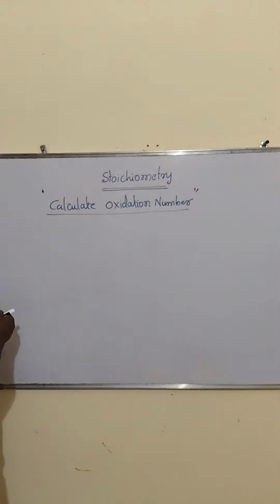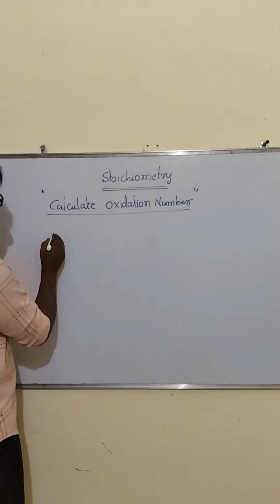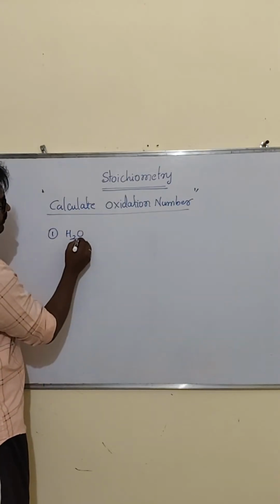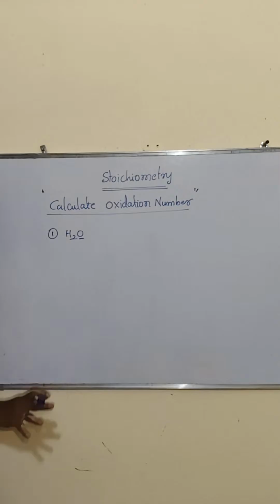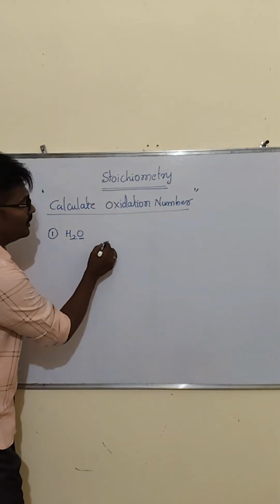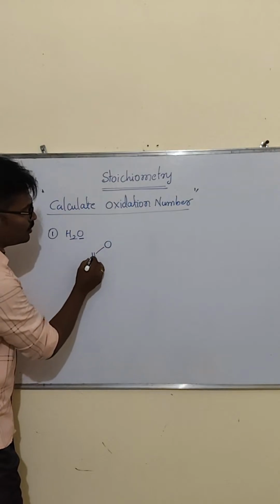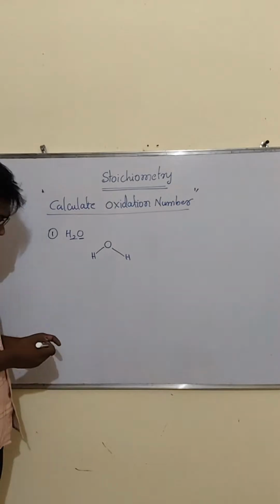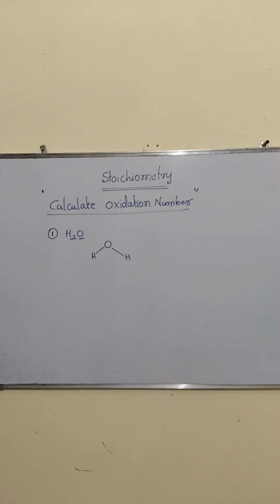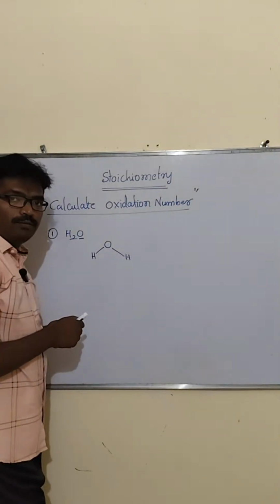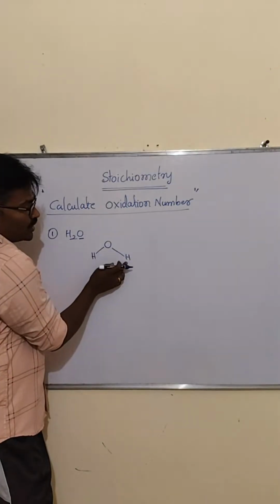For example, a very simple molecule that we take first, the H2O molecule. In the H2O molecule, if you want to find out the oxidation state of oxygen, then with oxygen and hydrogen, first you have to note the structure of the molecule.